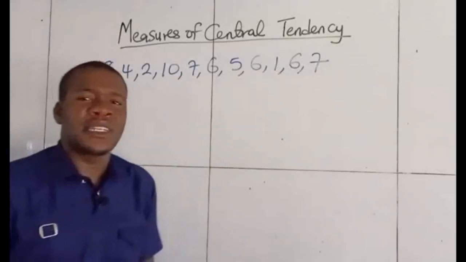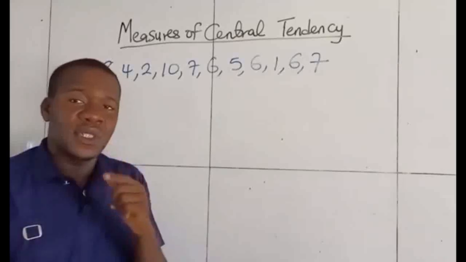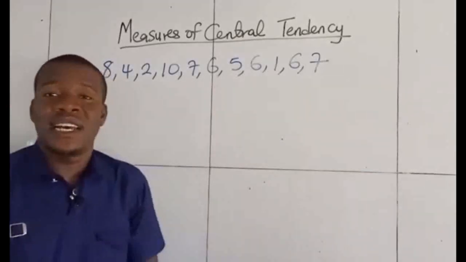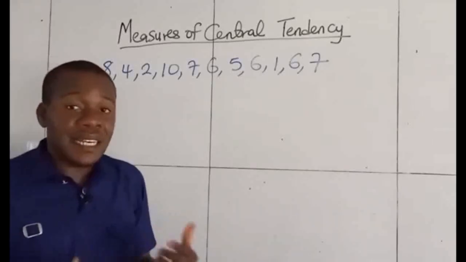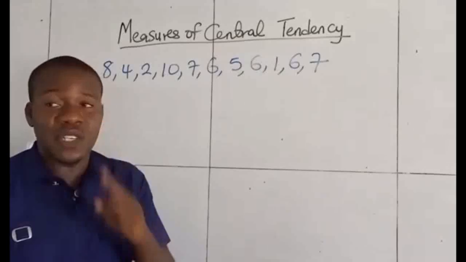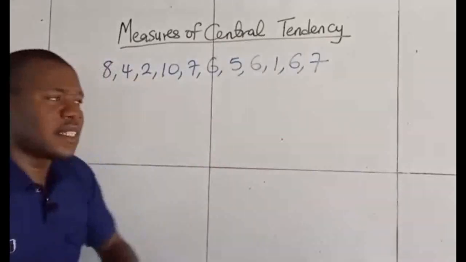But if I want to describe the entire students with one particular score, one single score that can be at the center and then describe everyone, I am going to apply any of the known measures of central tendencies to get one score that can represent all the scores. And in maths, we have 3 measures of central tendencies.